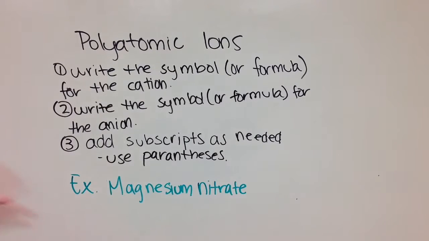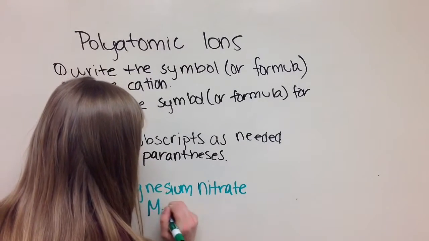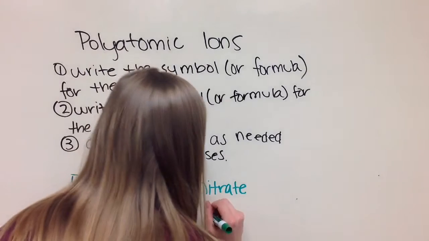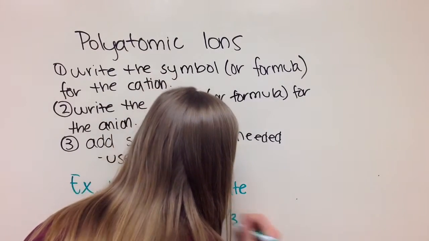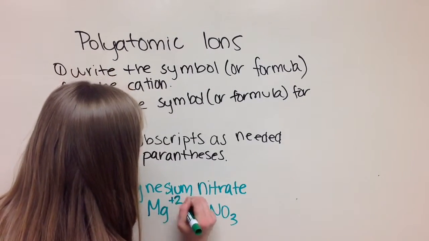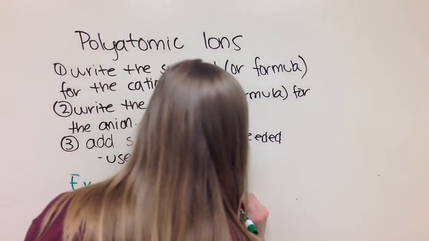So, for example, let's start with magnesium nitrate, a simple example. So once again, we start with writing the symbol for magnesium, that's just Mg. And for nitrate, that's NO3. Now, the charge for Mg is plus 2, which can be found on the periodic table. And for NO3, it's minus 1.